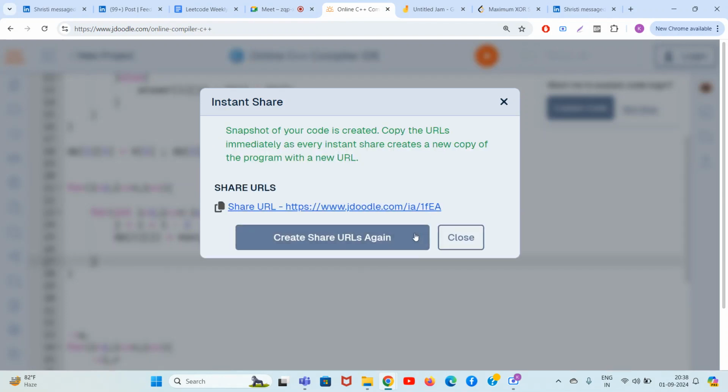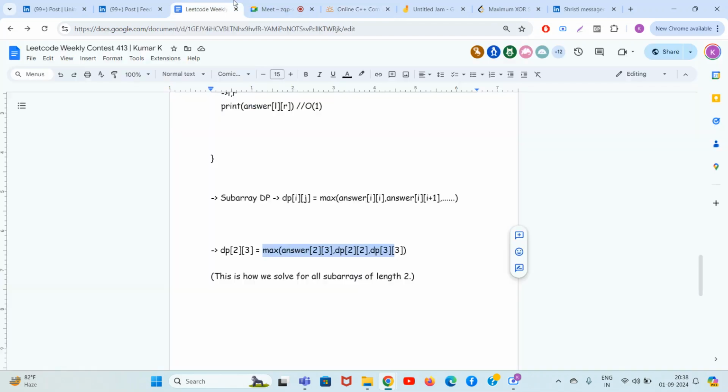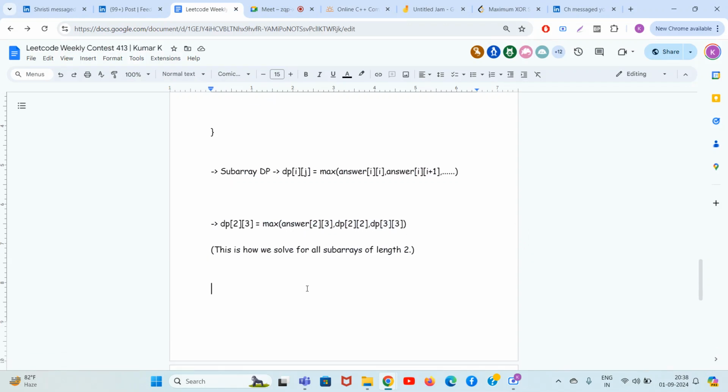So I am just creating a share URL. Okay, so guys, everything is done. I have not written the formula here. Let me write it here also. dp[i][j] is always max of answer[i][j] and max of dp[i plus 1][j] and dp[i][j minus 1].